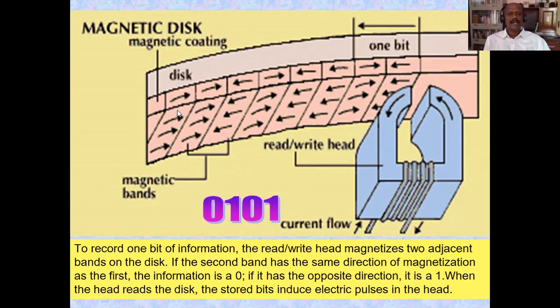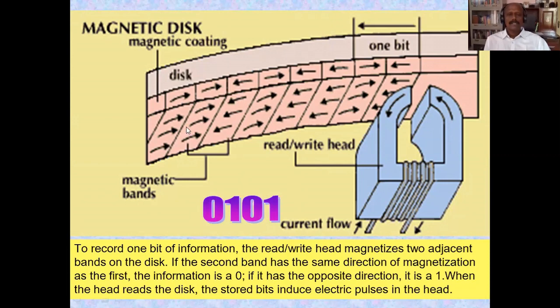Magnetized means you can assume there are tiny magnetic particles. In these two bands, the magnetic particles are in the same direction. This indicates zero. In the next two bands, the orientation of the magnetic particles is in opposite directions. This can be achieved by changing the direction of the current. Let us say when the current passes in a clockwise direction, the magnetic orientation is like this. When the same current passes in an anti-clockwise direction, the magnetic orientation could be like this. So by some technical process, we can make two successive bands which are opposite.